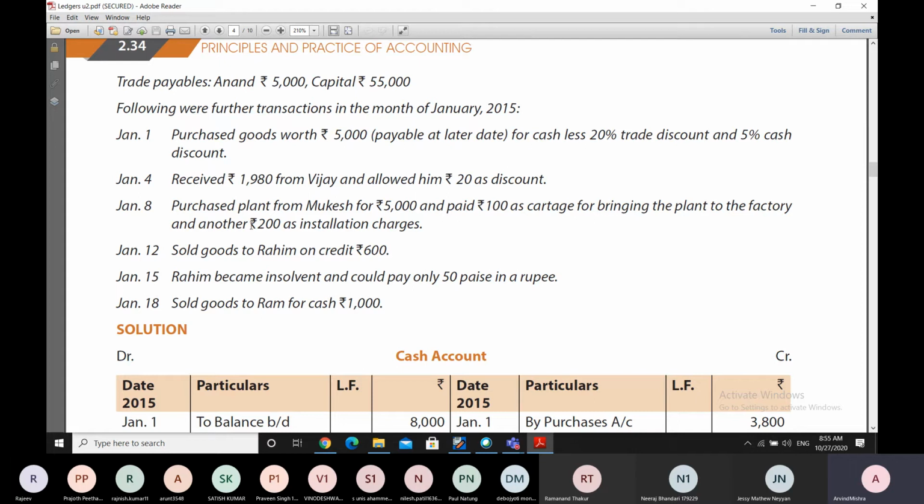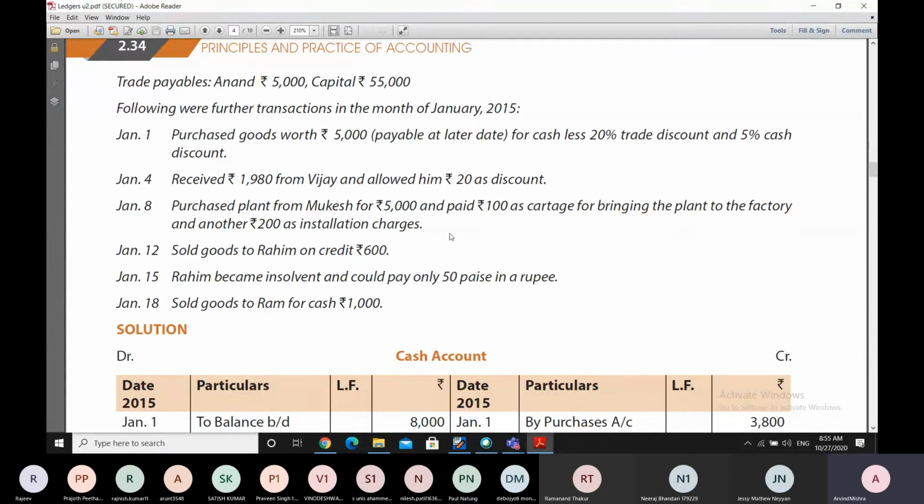Now let's see what the next transaction is that is being made here. We purchased plant from Mukesh for 5000 rupees. We are buying plant from Mukesh for 5000 and we paid 100 rupees as cartage for bringing the plant to the factory, and then we paid another 200 rupees as installation charges.